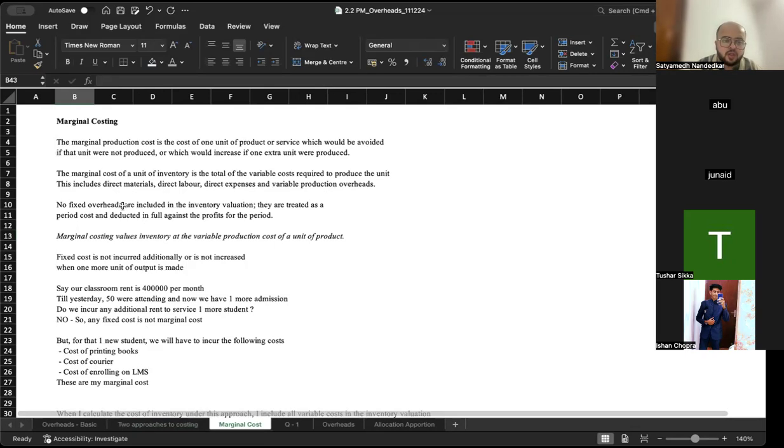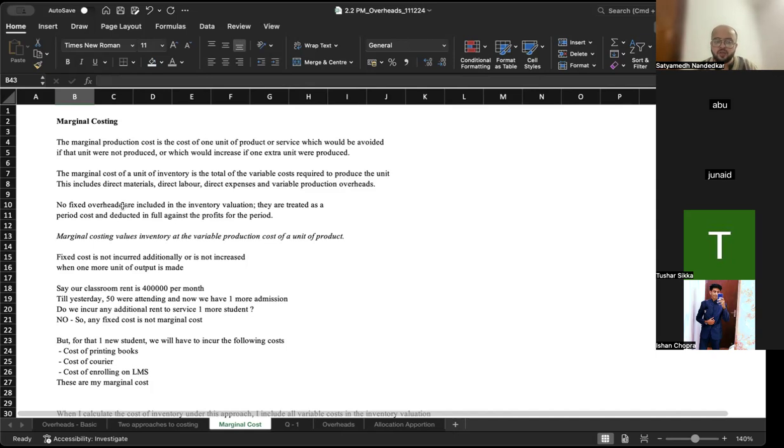The marginal production cost is the cost of one unit of product or service which would be avoided if that unit were not produced, or which would increase if one extra unit were produced. Say, for example, you have produced 15 units and now you want to produce the 16th unit. You are not going to incur any more fixed cost. You are not going to incur any more rent, but you will incur extra material cost, extra labor cost, extra direct expenses. Maybe you will also consume more electricity. So marginal production cost is basically your variable cost.